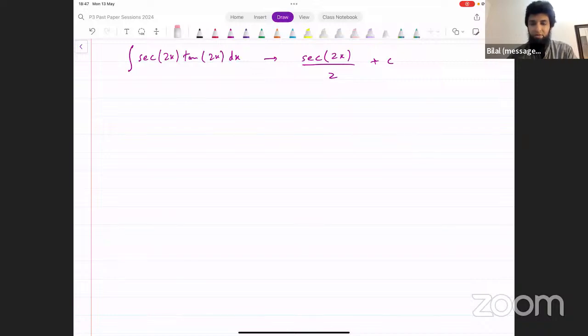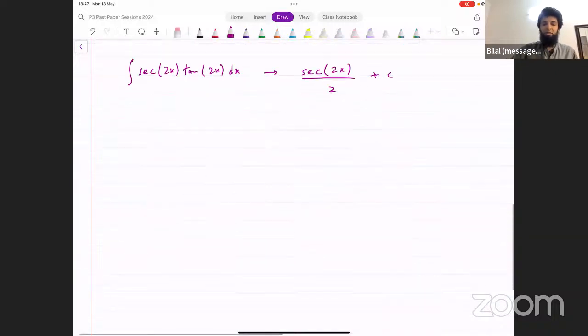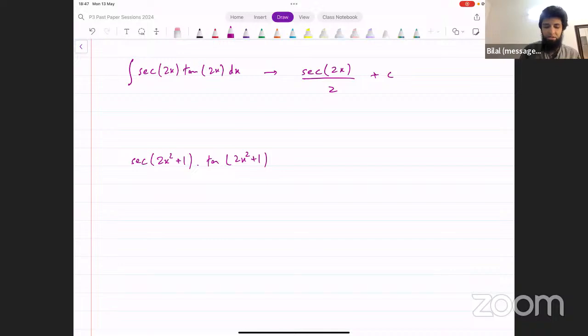What if they don't give linear? Again, you will not be expected to do that directly then. So if it's secant of 2x squared plus 1 into tan of 2x squared plus 1, if the part inside is non-linear, then you can't integrate using these rules. These rules only work if that part is linear.